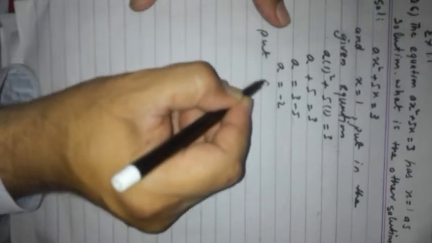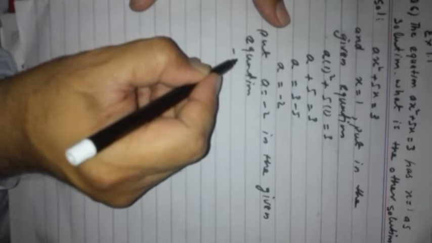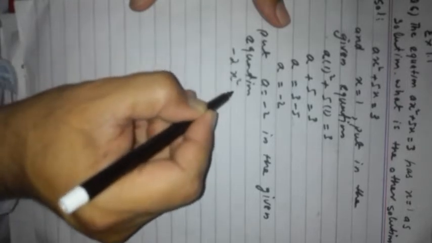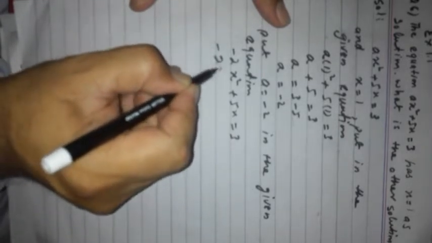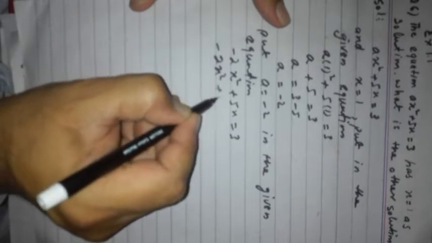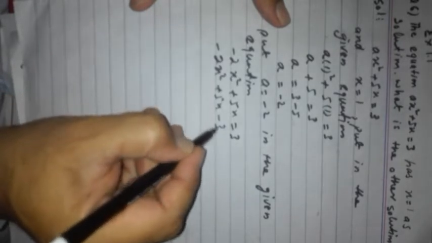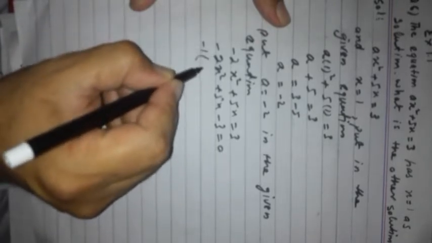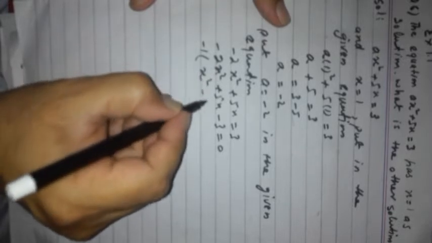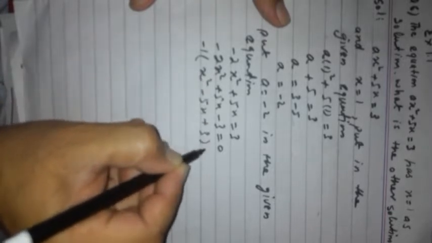Put a equals to minus 2 in the given equation. So it will be minus 2x square plus 5x equals to 3. We can write it minus 2x square plus 5x, shift this 3 to the left side, minus 3 equals to 0. Now take minus 1 common, so here we get x square minus 5x plus 3 equals to 0.